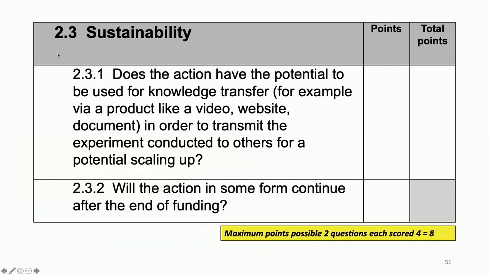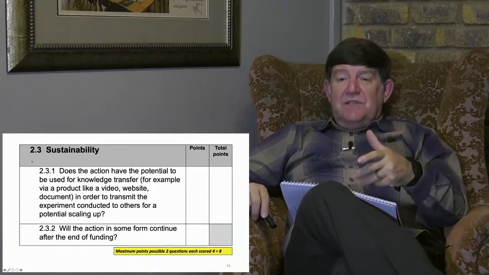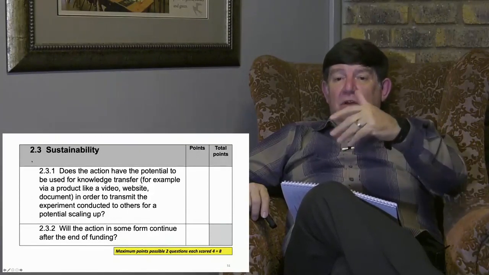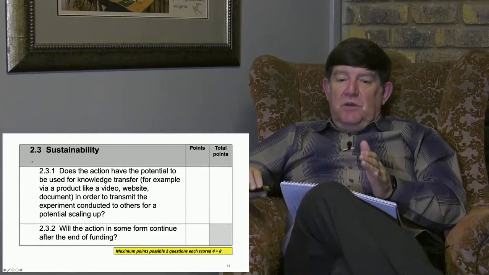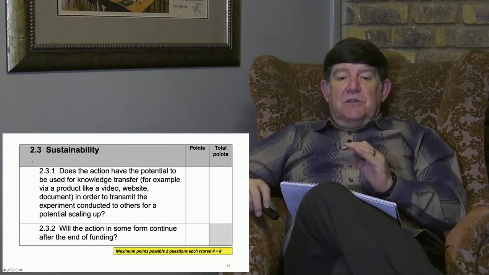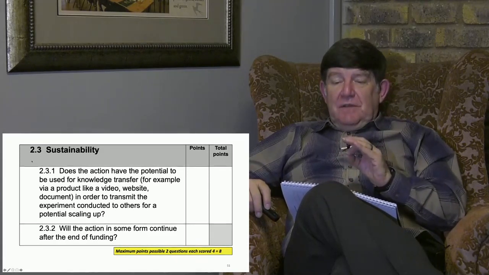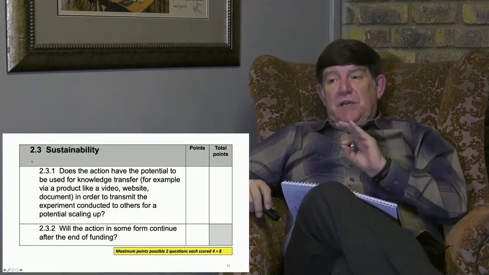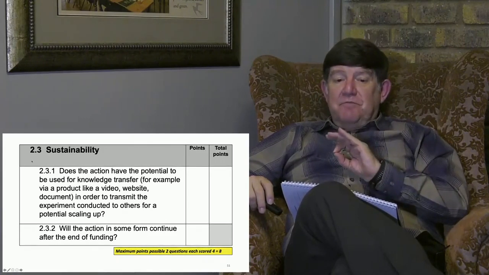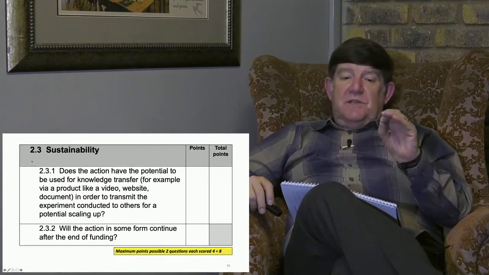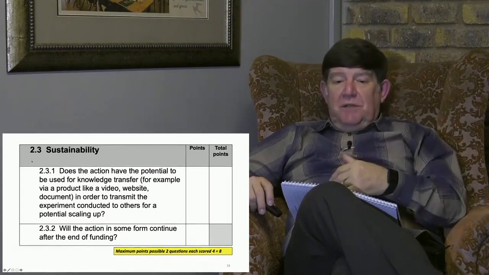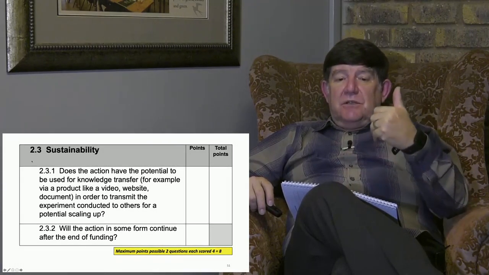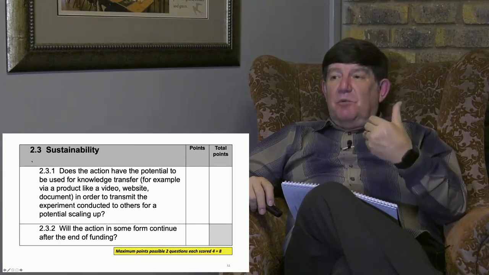Sustainability, and critical evaluation criteria, because this is an innovation fund. It kickstarts, it enables to start things which need to be sustainable over the long run. It's not flash in the pan projects that we're looking for. Does the action have the potential to be used for knowledge transfer? Any one of those 3, a network support action, innovative youth exchange action, or a community-based action? Can there be knowledge transfer, for example, via a product like a video, a website, a document, in order to transmit the experiment to others for a potential for scaling up?